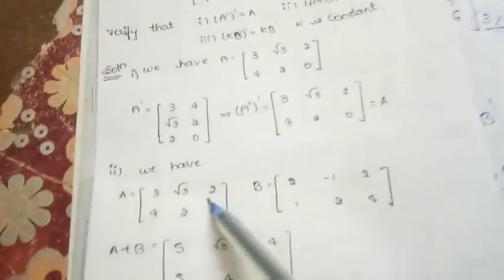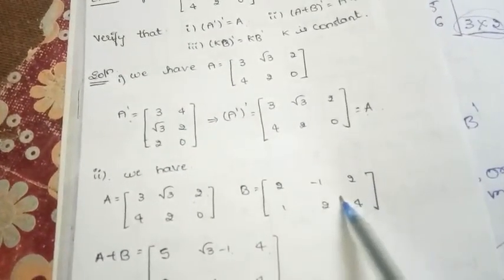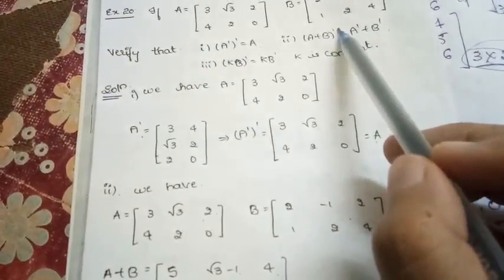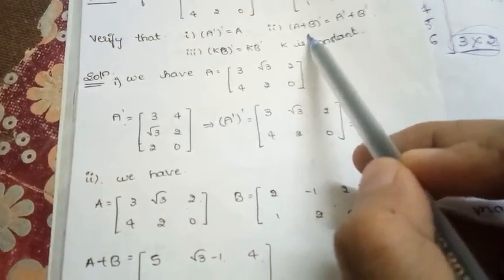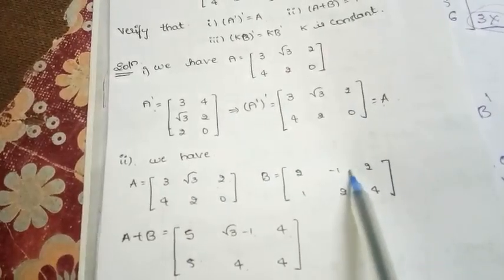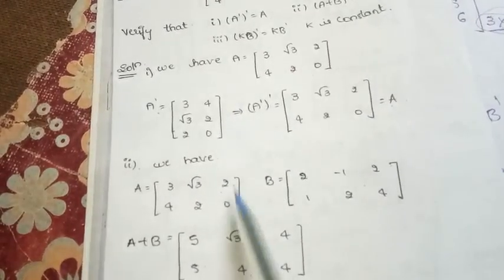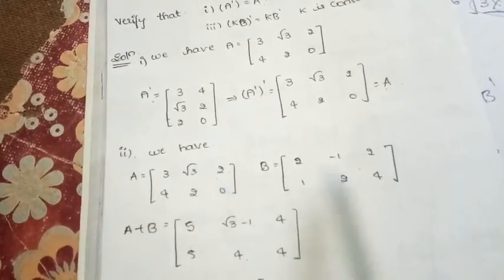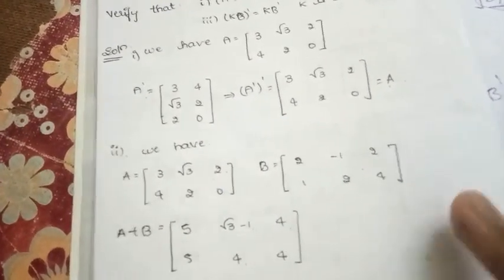And then next is the second verification. They have given matrix A and they have also given matrix B. Our LHS is (A plus B) transpose. To take the transpose, we must know the sum of those two matrices. So A plus B is nothing but 3 plus 2 is 5, root 3 plus minus 1 is root 3 minus 1, 2 plus 2 is 4, 4 plus 1 is 5, 2 plus 2 is 4, 0 plus 4 is 4. So we got the A plus B matrix.